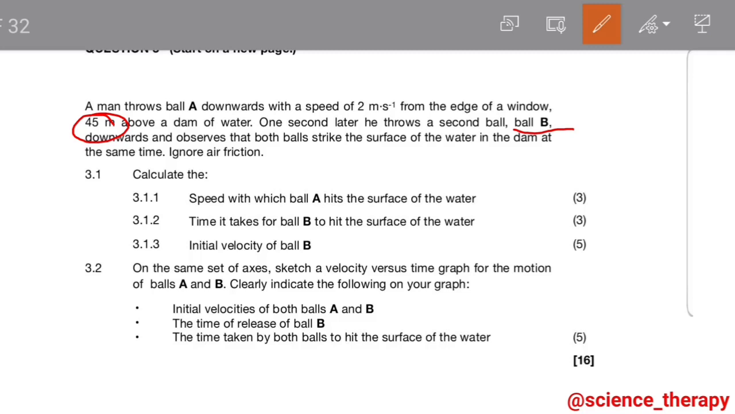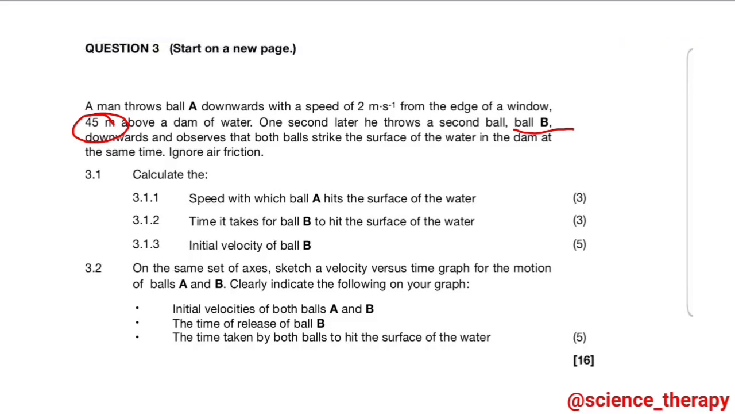Now that means what would be the approach here? It would be best for us to calculate the time it takes for the whole journey of A. Then after getting that time, we say, oh, ball B moved 1 second faster than ball A. That means whatever the time or the duration of the journey of ball A, it will be minus 1 from that to ball B.